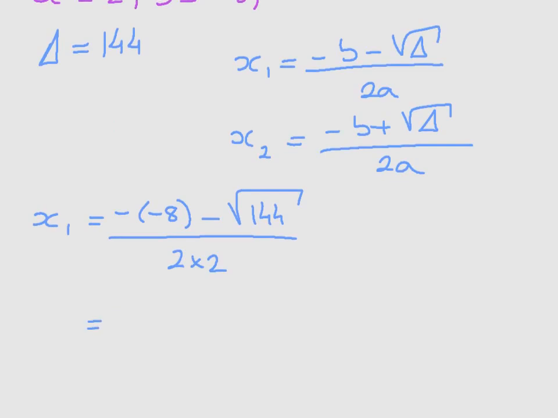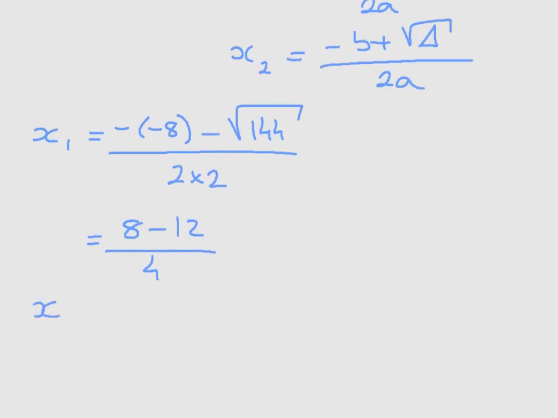This will lead us to, well, negative 8 turns into positive 8, so that's just 8 minus the square root of 144, which is 12. So 8 minus 12 over 4. This then leads us to x1 is equal to negative 4 over 4, which is equal to negative 1. So we have one solution.